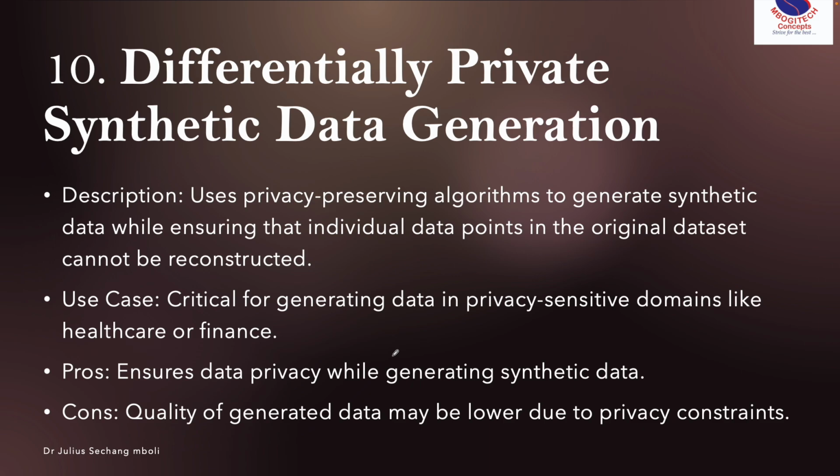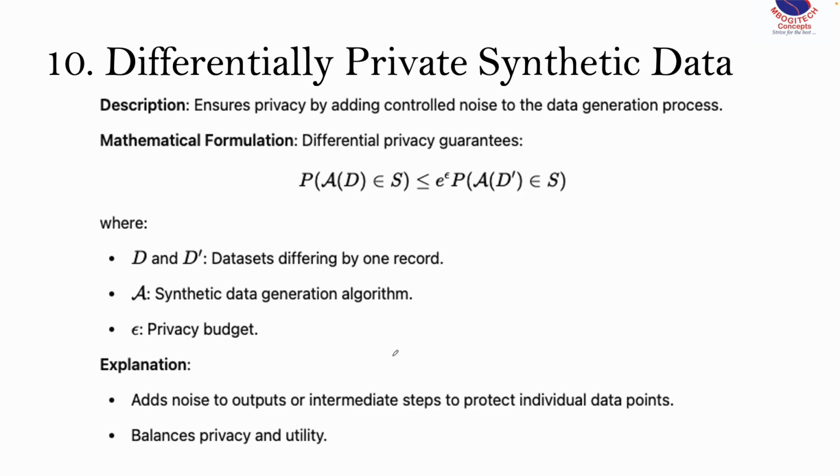And yeah, so the quality of generated data may be lower due to privacy constraints, because there is some data that you can no longer use from the original data set due to privacy constraints. And so the quality of the resulting synthetic data may actually not be as good as the original data. This is the mathematical formulation for this.